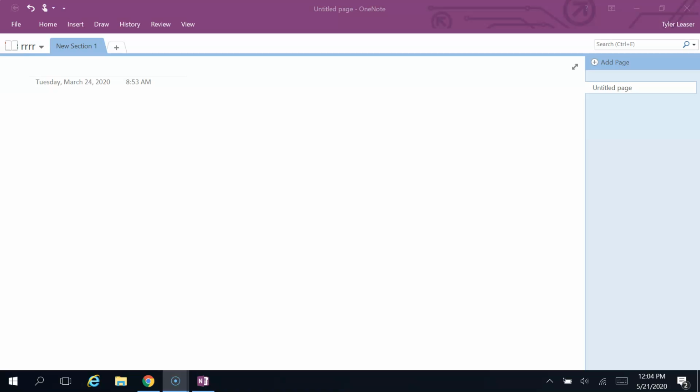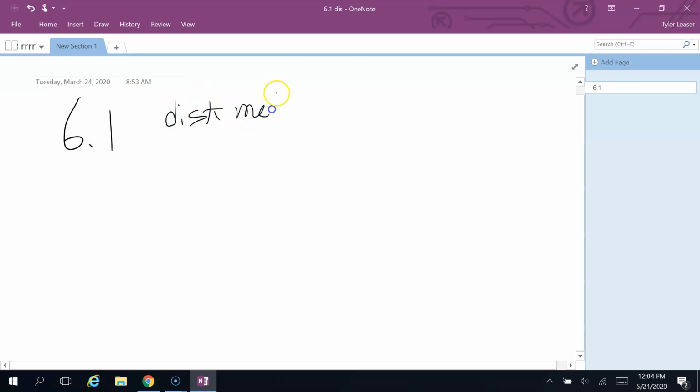But we'll see how it goes, and if I need to go back to using Word to write stuff up, I'll go back to using Word. But this is a continuation here. We are still in 6.1. Remember, we're doing the disk method. Disk method. Oh, this is going to be hard.